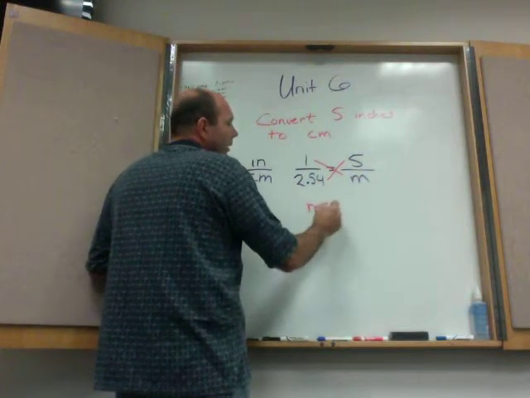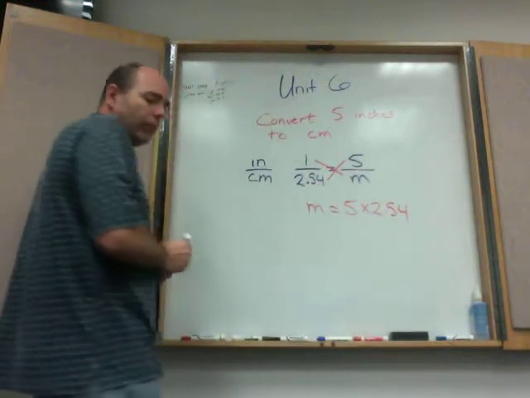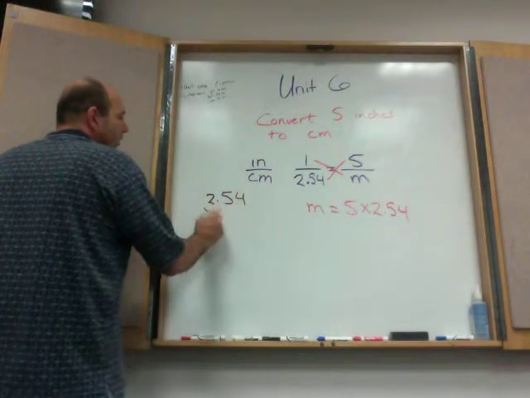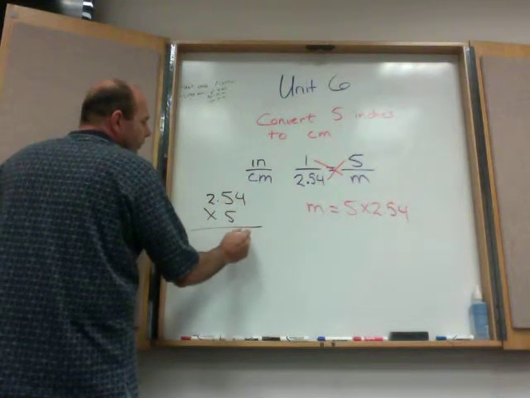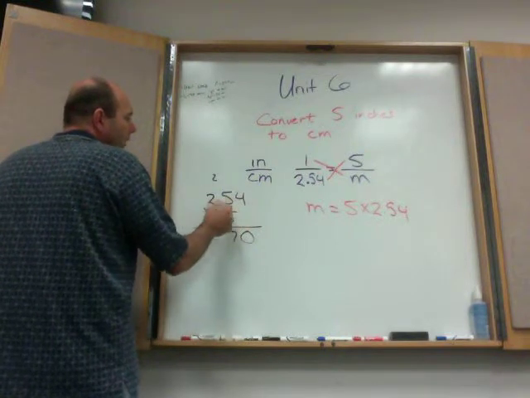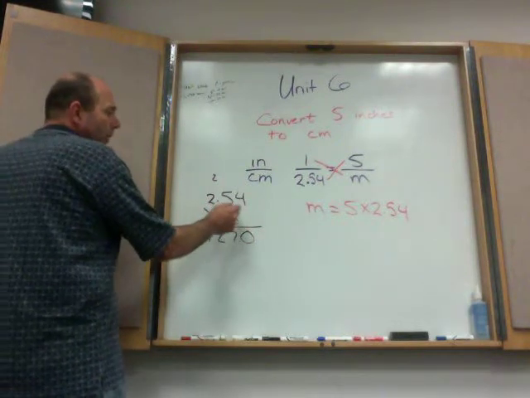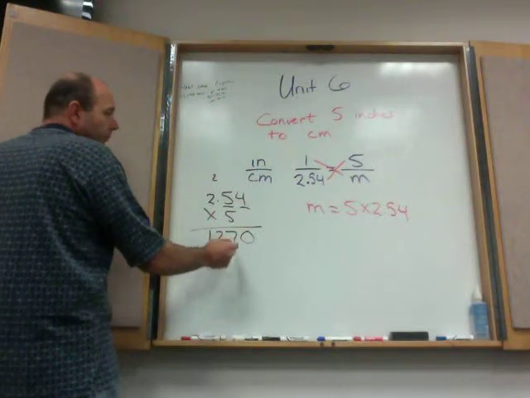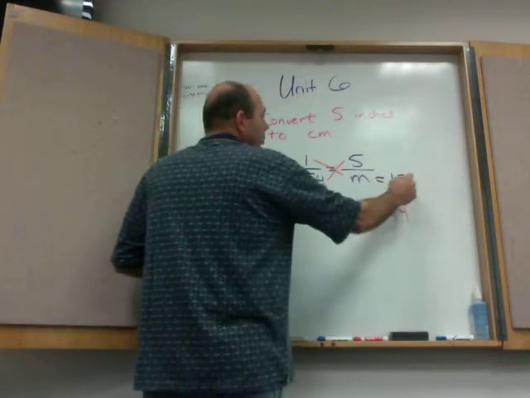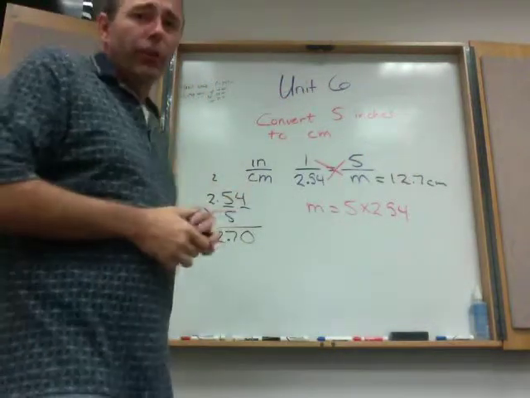1 times m is just m, is going to equal 5 times 2.54. I'll do that work off to the side. 2.54 times 5. 4 times 5 is 20, carry a 2. 5 times 5, 25, and 2 is 27, carry a 2. 5 times 2 is 10, and plus 2 is 12. Where do I put my decimal? In my original problem, I have 2 to the right, so in my answer, I have 2 to the right. And so 5 inches is going to equal 12.7 centimeters. And that's how you do a unit conversion.